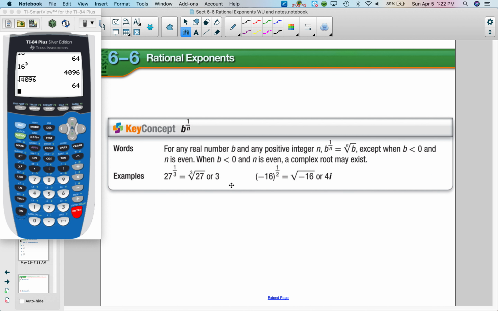This is just talking more about that. It's not just for square roots. If you see something like 27 to the 1/3 power, then again, this is the root and this is the power. So that's just the cube root of 27, and then it would be to the first power, so you wouldn't need that. It's just the cube root. If there's just a 1 on the top of your fraction, then it's just the cube root in this case. And this would be the square root of negative 16, which is going to be a complex number, so you get 4i.